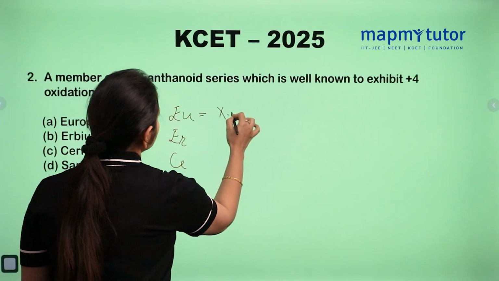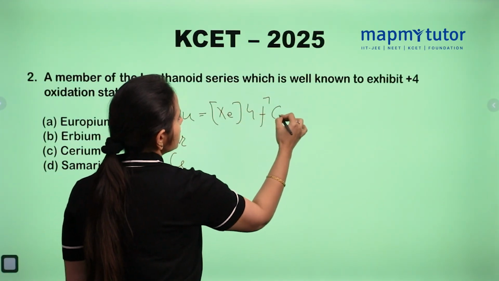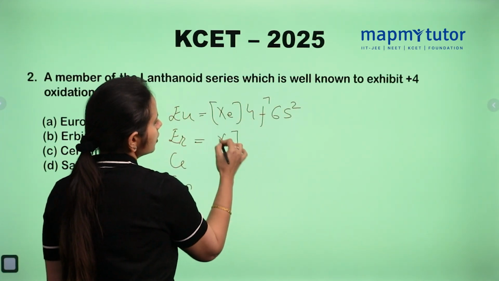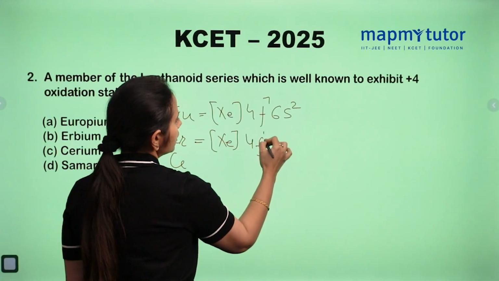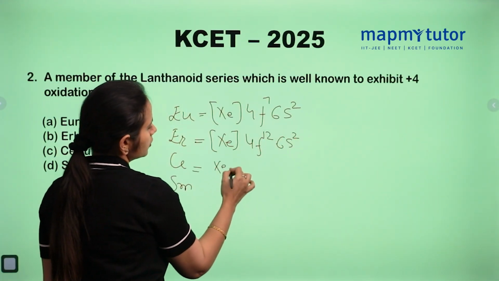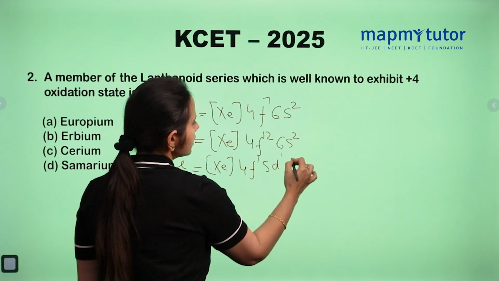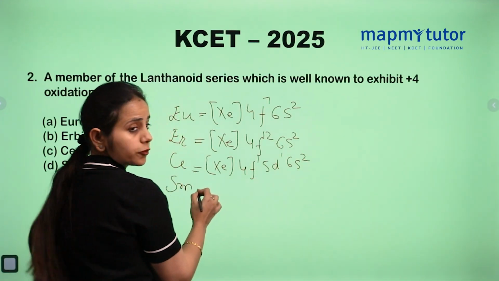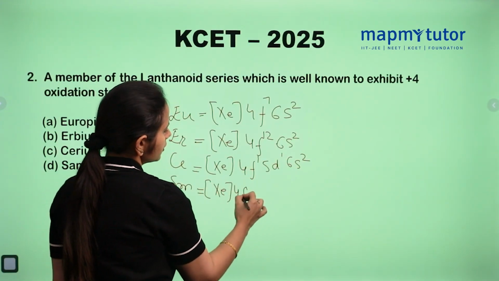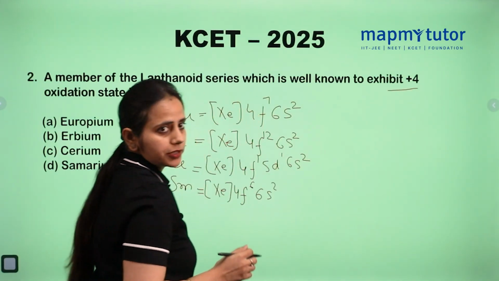Europium is xenon 4F7 6S2. Erbium, it is xenon 4F12 6S2. Cerium, it is xenon 4F1 5D1 and 6S2. What is it for samarium? It is xenon 4F6 and 6S2.